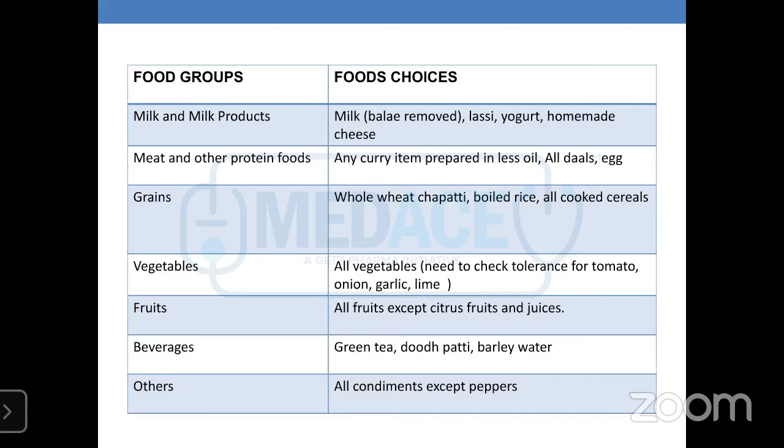Then beverages: green tea. Tea we usually refuse, coffee we refuse, because of the potential triggering effect, as they are triggering foods for reflux symptoms. So I would advise them to make some doodh patti with a little black tea in it, once I have seen that the patient has not come to me with severe symptoms. And barley water. Barley water is very ideal for these patients because it is anti-inflammatory and helps reduce the inflammation of the GI tract. And for others, all the condiments can be taken except pepper, which includes black pepper and white pepper.